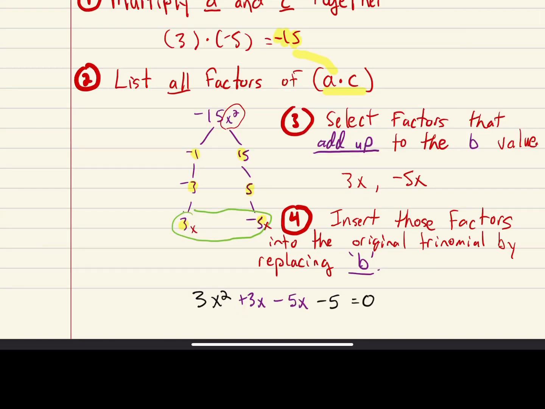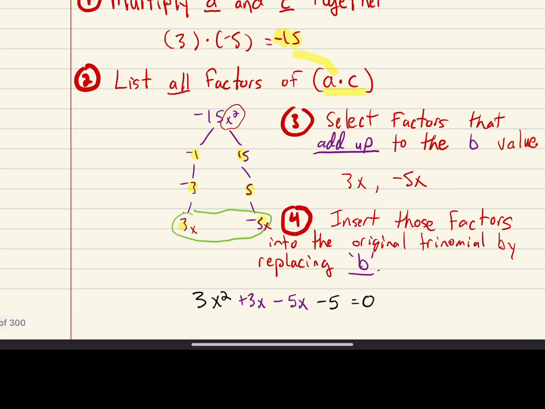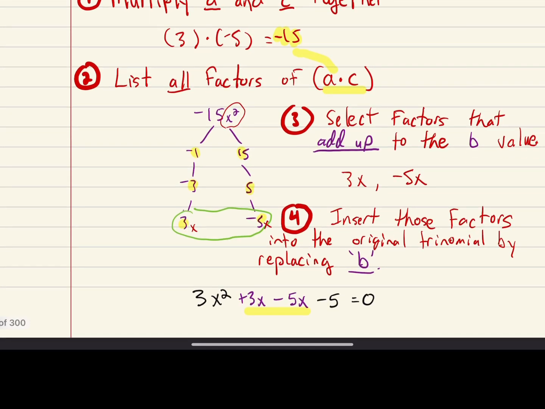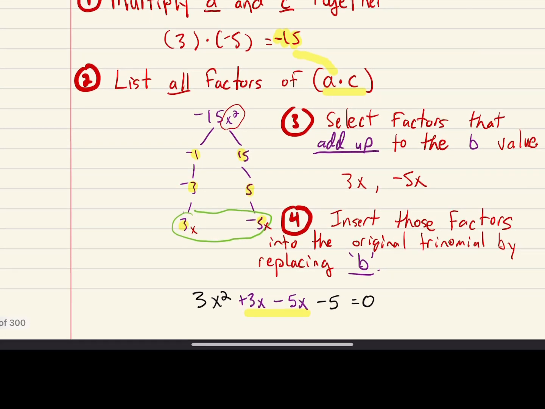So we're going to insert the factors into the original trinomial by replacing b. So instead of writing minus 2x, we're going to write 3x squared plus 3x minus 5x, which is equivalent to the b, minus 2x, and then minus 5 over here with the c.